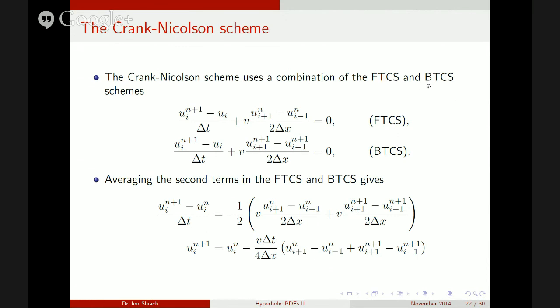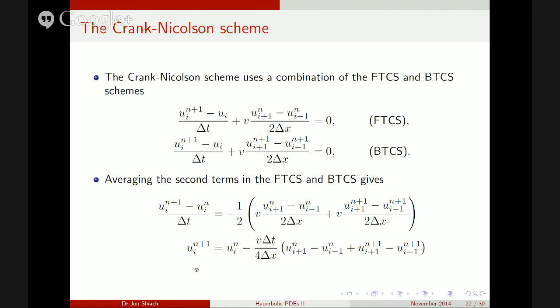Okay, the backwards time centered space scheme is exactly the same, except we go backwards in time. So this is what we know. This is the forward time centered space scheme we know. The backwards time one, if you see here, we have n plus 1 values for the spatial step. And what the Crank-Nicolson scheme does is we average the second terms in both of these equations.